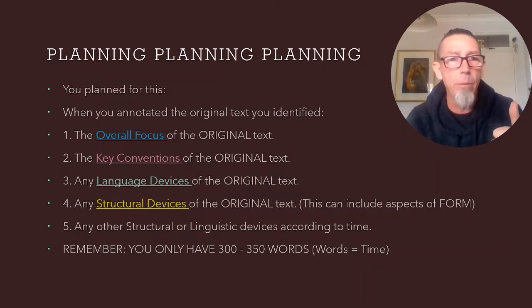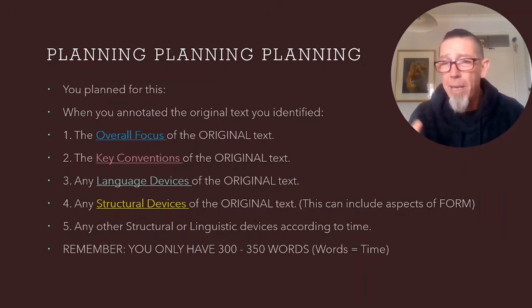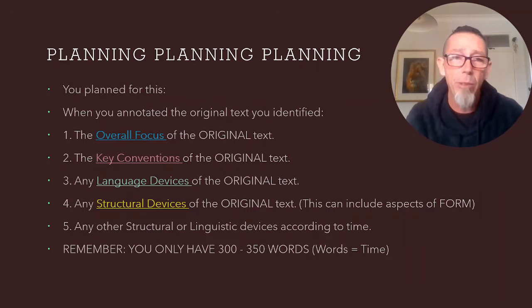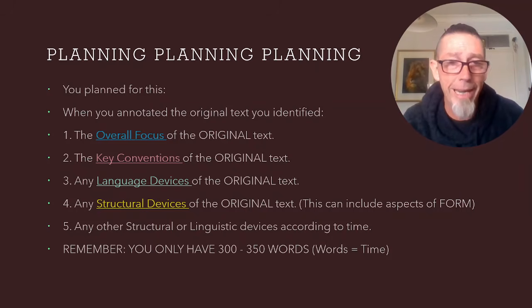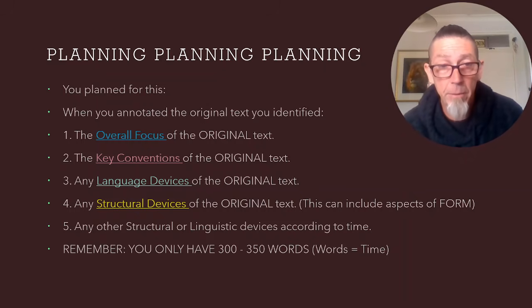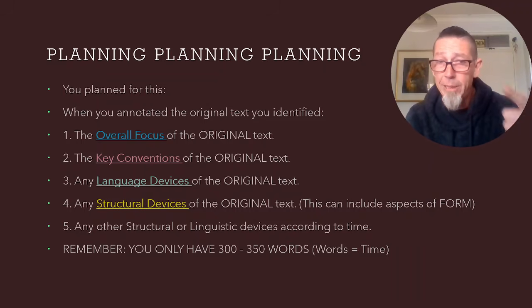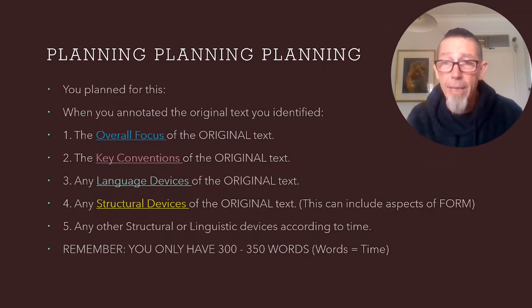So in 1A, you wrote about 150 words. In 1B, you're aiming for around about 350 words as your mid mark. Do not write less than that, guys, because you need to show off your knowledge here. So overall focus, key conventions, language devices, structural devices when you're annotating that original text.